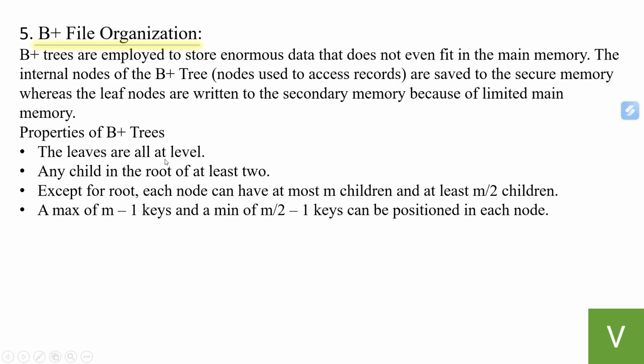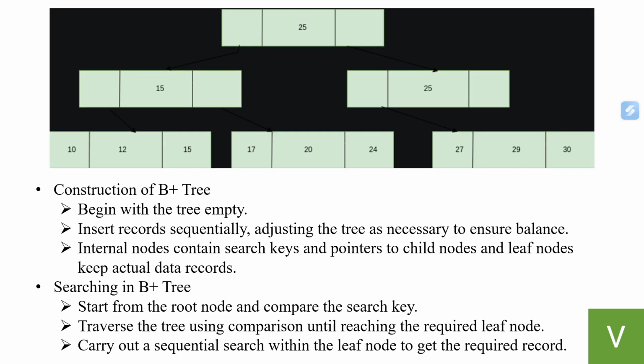The leaves are all at the same level, meaning it consists of only a single level. Any child is the root of at least two. Except for the root, each node can have at most m children and at least m by 2 children. A maximum of m minus 1 keys and a minimum of m by 2 minus 1 keys can be positioned in each node. So let us clearly understand with the help of an example.